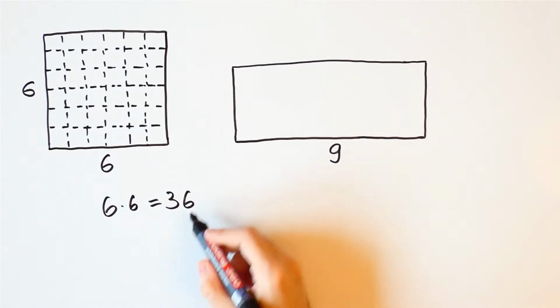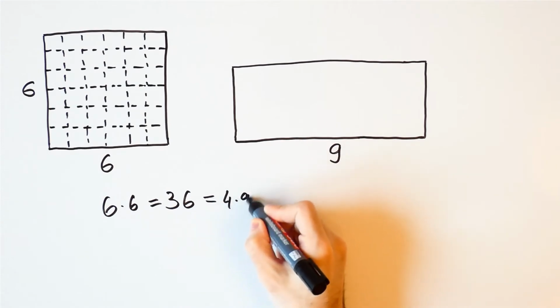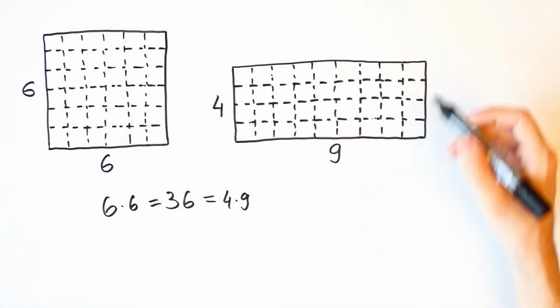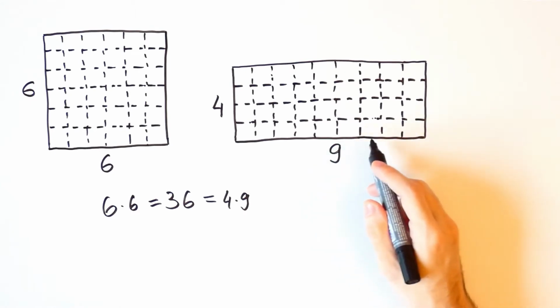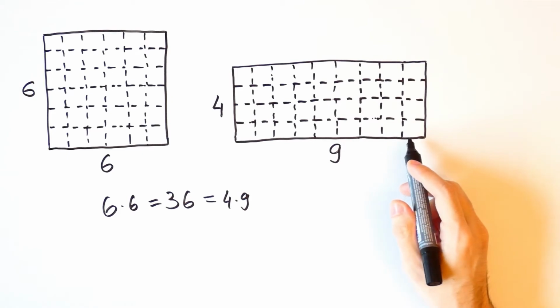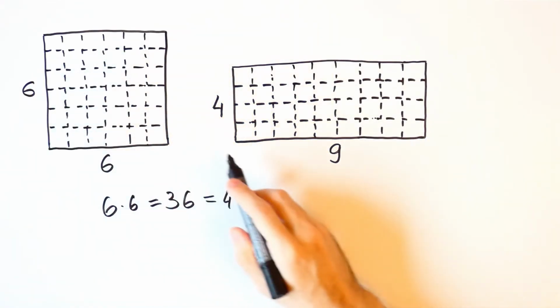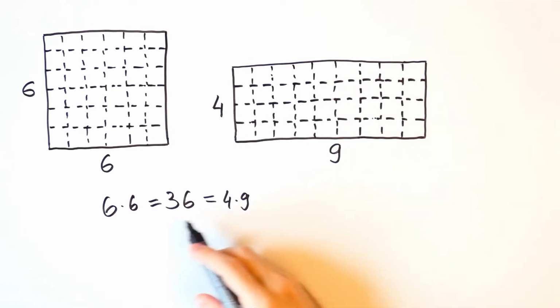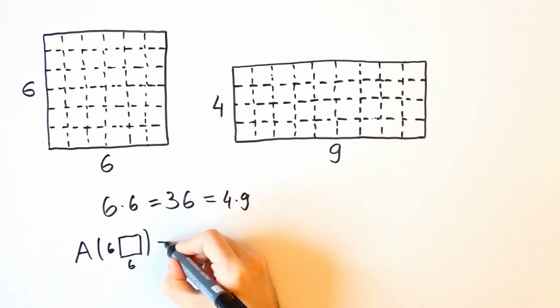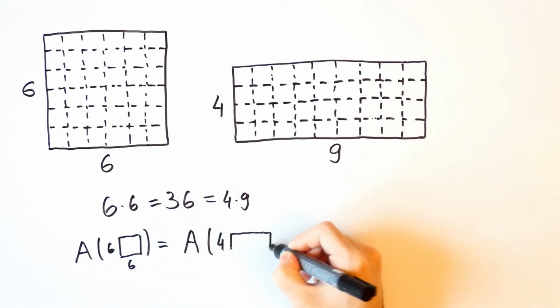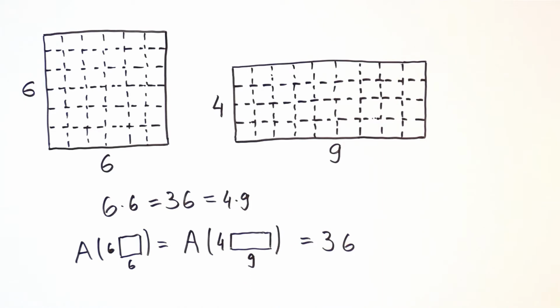And since 36 is equal to 4 times 9, in the rectangle there will be 4 rows of 9 squares each. But the area of each of these small squares is equal to 1, so both the area of this square and of this rectangle are equal to 36. That means, at least in this case, for both the square and the rectangle, the area is equal to the product of lengths of their sides.